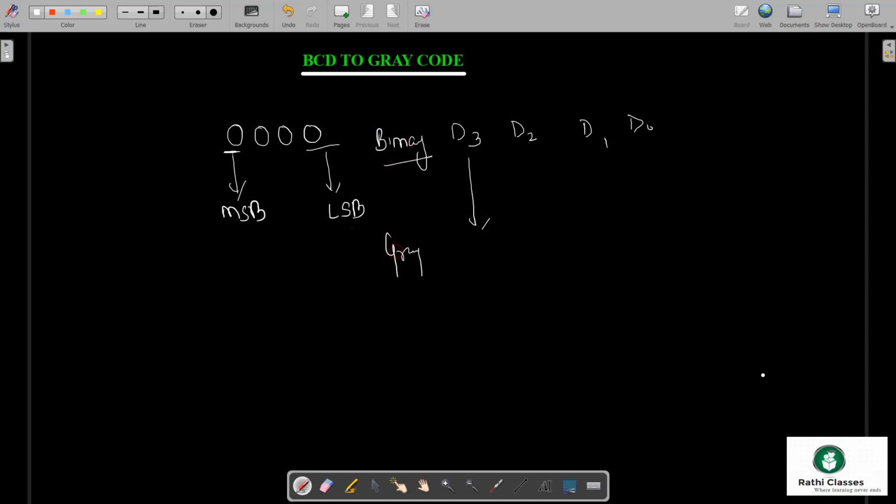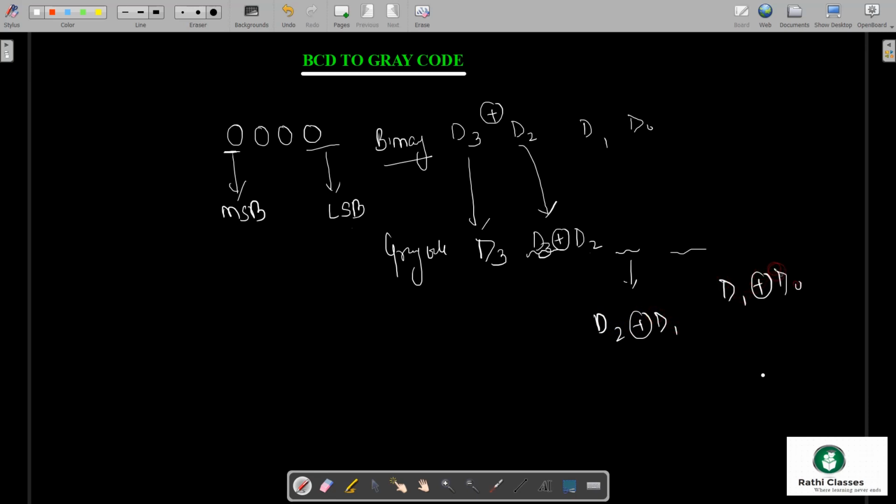So how I will write the gray code for this given number is: the MSB will be as it is. In order to obtain the next bit, it is D3 XOR D2. That means the XOR of these two gives me the second bit. Then the third bit will be D2 XOR D1, and the last bit will be D1 XOR D0. So this is the basic idea to convert BCD to gray code.